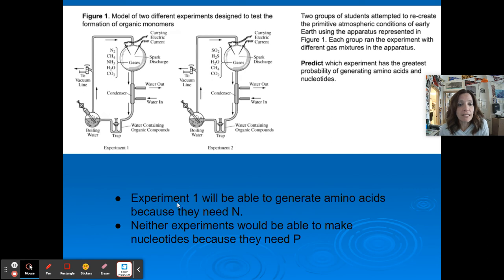Okay, so the answer: experiment 1 will be able to generate amino acids because of the nitrogen. Remember, nitrogen is a requirement. Amino acids have nitrogen, carbon, oxygen, and some sulfur. And then if you look at nucleotides, neither of the experiments would be able to produce nucleotides because they require phosphorus. And none of these gases have phosphorus.